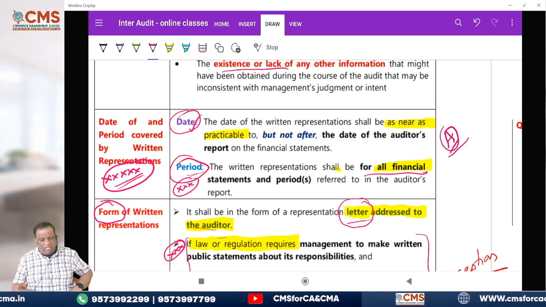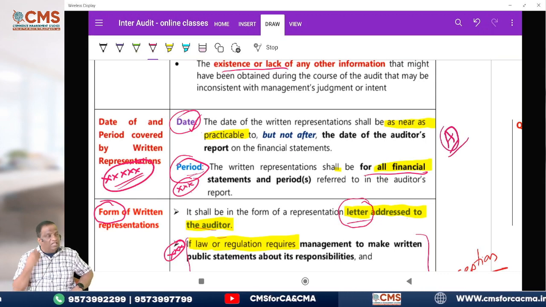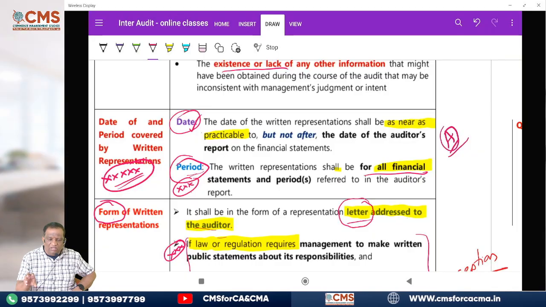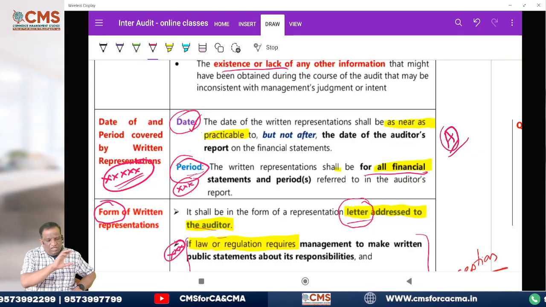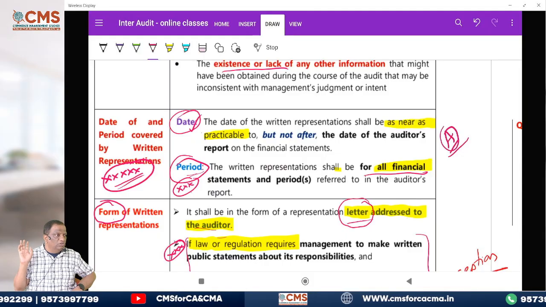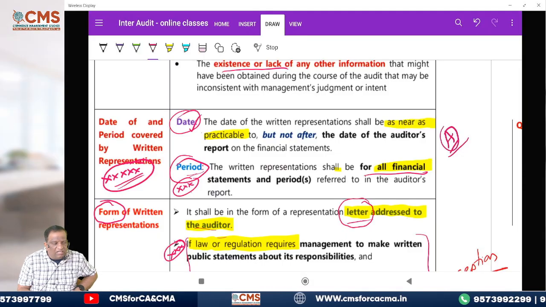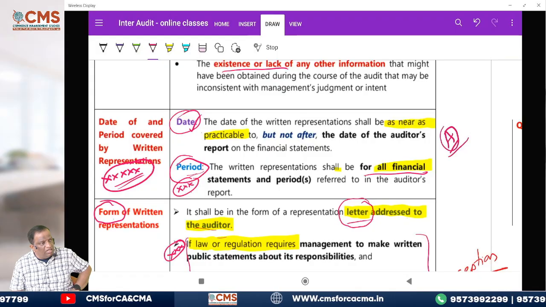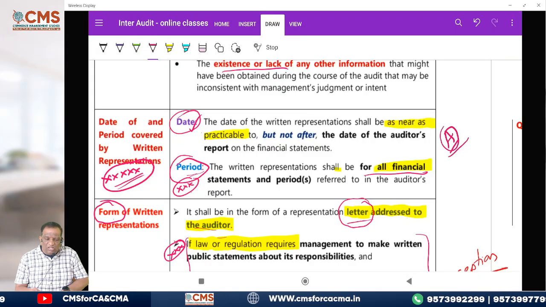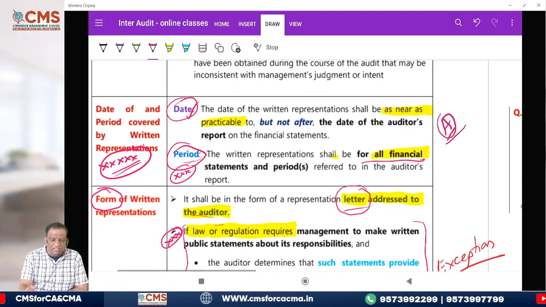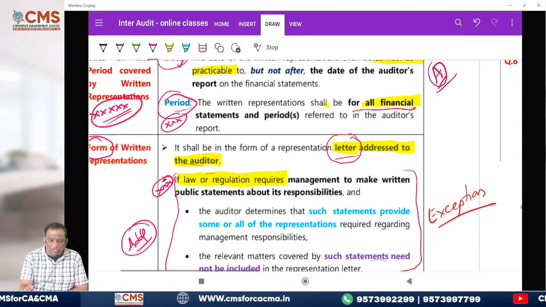But whenever I am taking, I must take it for the entire financial period. Say, though I am taking it in the month of May, my representation letter should cover from April to March. So it should cover the entire financial period, but I can take it even after the financial period. I need not take it within the financial year or on the last day of it. I can take it even after that. That is the date and period of it.